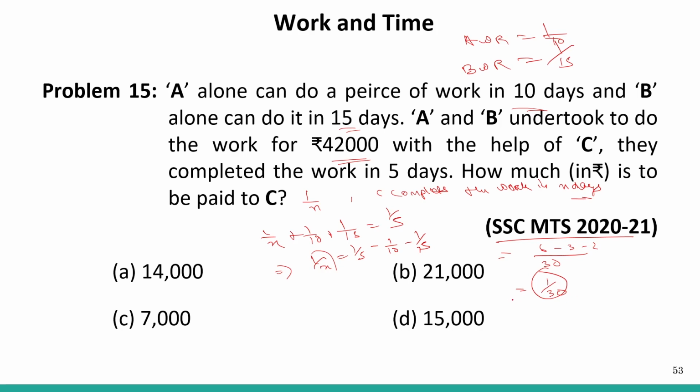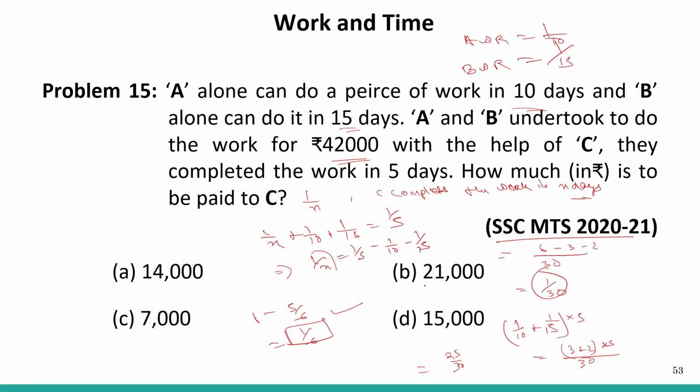Okay, so let's calculate A's work rate and B's work rate combined. So the combined work rate of A and B will be 1 by 10 plus 1 by 15 for 5 days, right? So it will be into 5. So this will be 30 again, and 3 plus 2 into 5. So this will be equal to 5 into 5 is equal to 25 by 30. So the remaining work will be what? 1 minus 25 by 30 is equal to 5 by 30. So this is equal to 1 by 6 will be the remaining work.